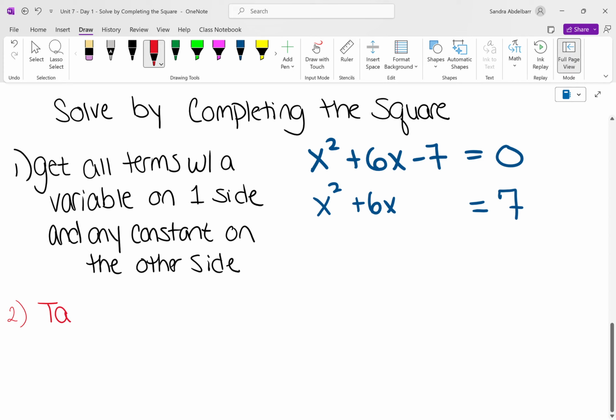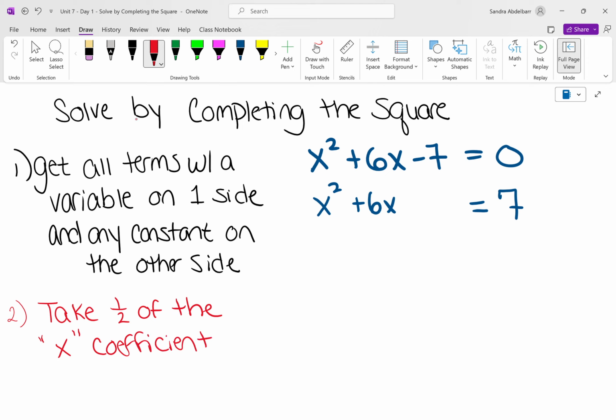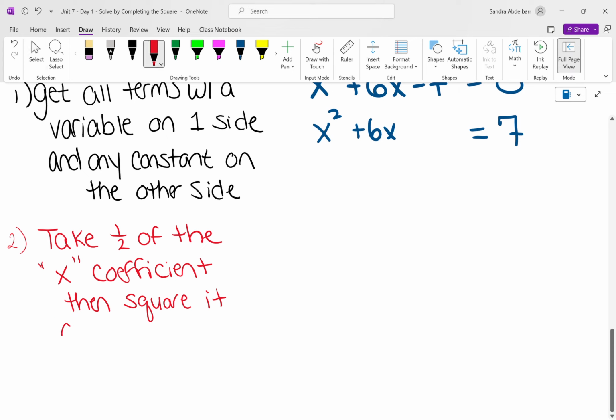Okay, next step. What we're going to do now is take half of the x coefficient, then square it. And we will add that product to both sides.